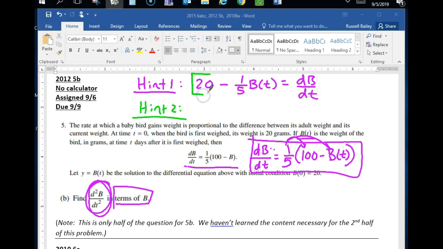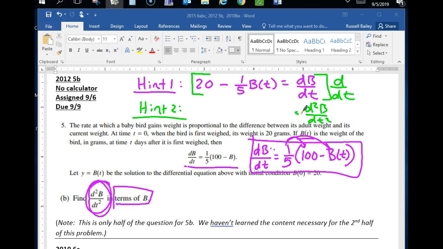Put this whole thing in brackets and find the derivative again with respect to t, so we end up with the second derivative. So go ahead and do that. There's a little trickster in here, so watch out for it. Pause the video and give it a try.